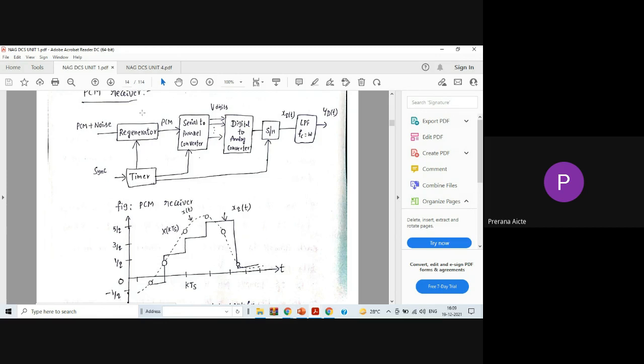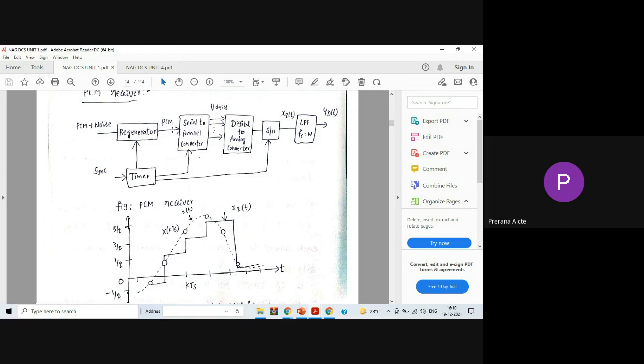Because we are transmitting to the channel, it is affected by some noise. So this PCM signal along with noise, we are applying to the regenerator. The regenerator consists of an amplitude equalizer and a signal shaping circuit. What is the use of the amplitude equalizer? If it is affected by any noise, there will be a change in the amplitude, right? It will remove that noise and get the original PCM signal back. That is the use of the regenerator.